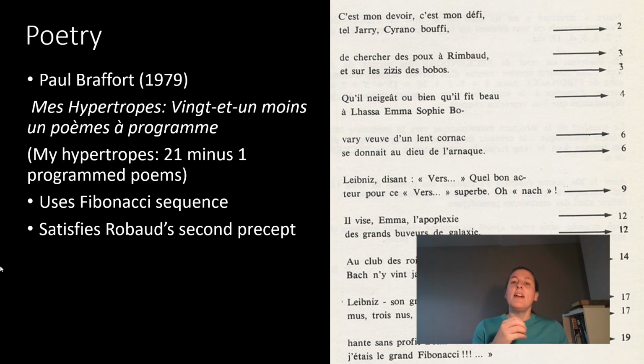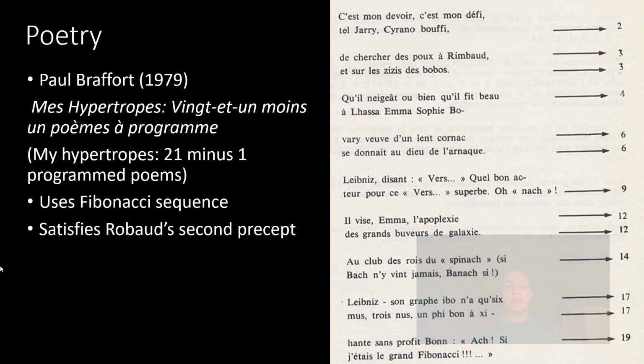In particular, there's a collection of poems by Jacques Roubaud from 1979 that obeys the precepts of Roubaud, that if you're using some maths, you should use some consequence of the mathematics. So I just wanted to talk to you about that for a minute or two. The English translation of the title is Hypertropes, 21-1 Programmed Poems. And I've just shown the very first of these on the slide.